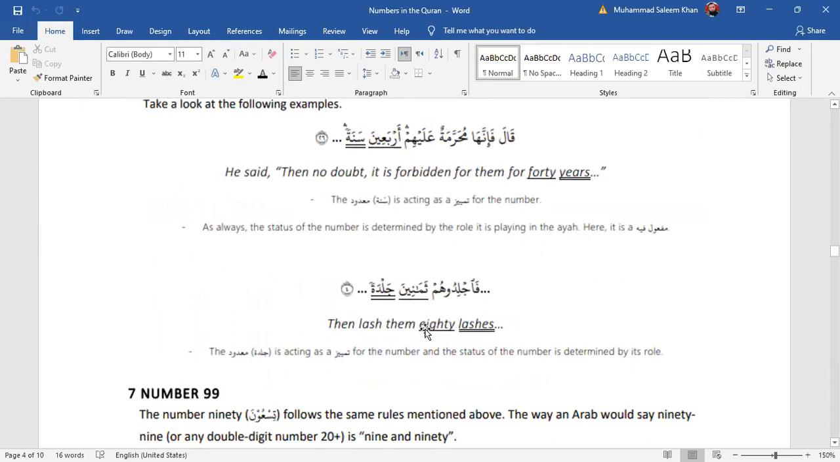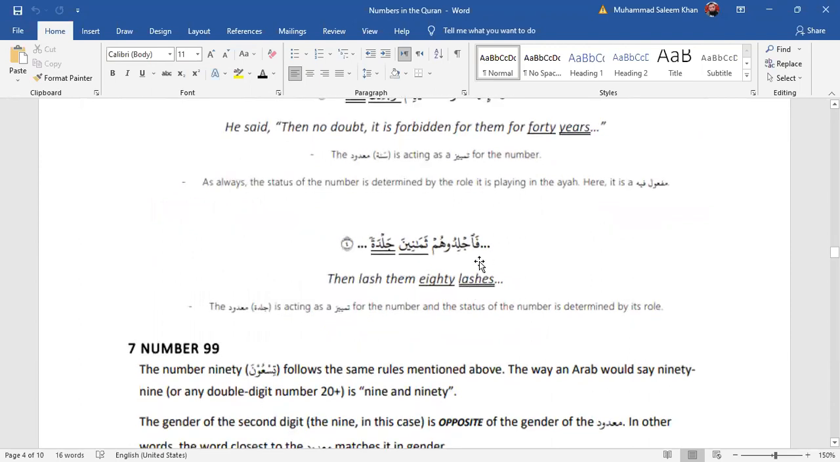Okay, and again here, fajliduhum thamanina jaldatan. I'm not stopping. If we stop, we say jaldah, and if we don't stop, we say jaldatan. The reason I am also pronouncing the ending is that we are focusing on the numbers and the ending as well. Fajliduhum.